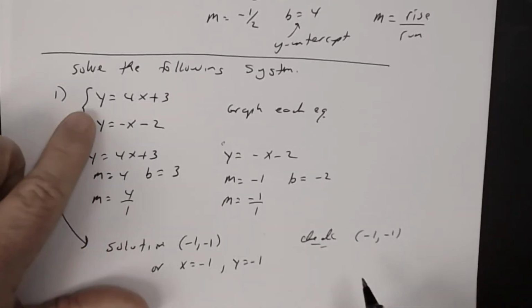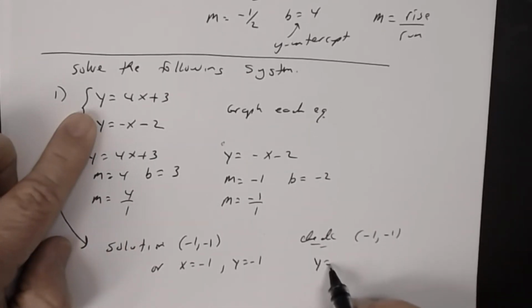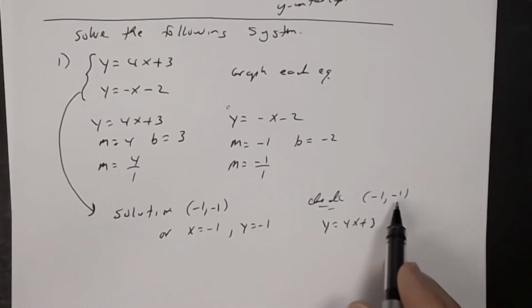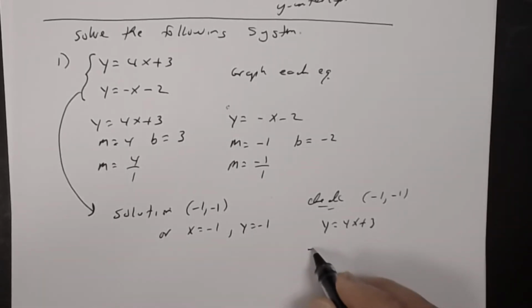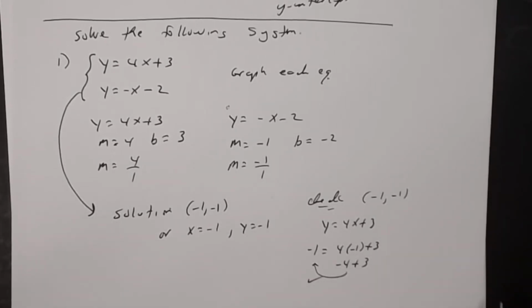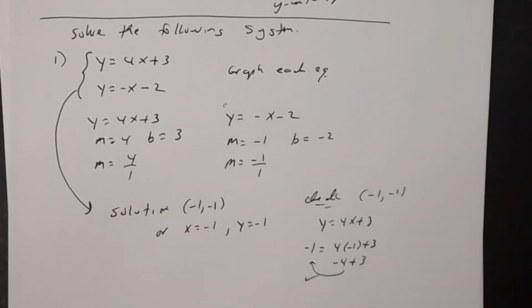All right, so let's look at the first equation. y equals 4x plus 3. Let's see if this point is a solution. In place of x, I substitute negative 1. In place of y, I substitute negative 1. So negative 1 equals 4 times negative 1 plus 3. 4 times negative 1 is negative 4. Is negative 4 plus 3 equal to negative 1? Yes.